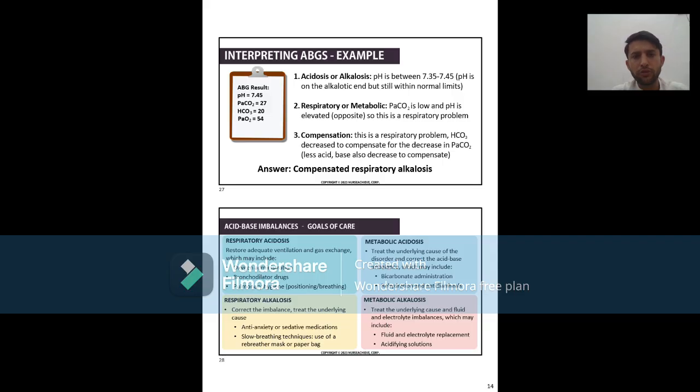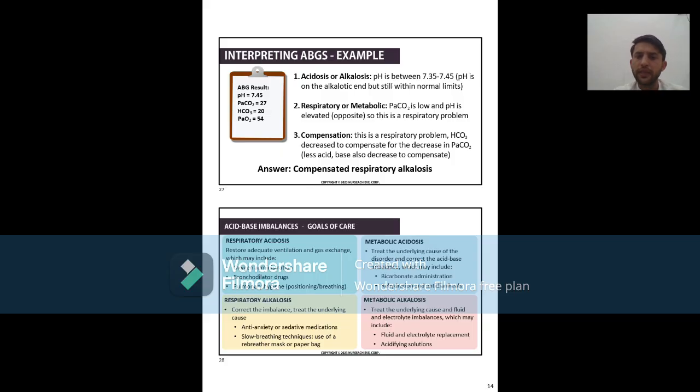Bronchodilators. We also use bronchodilators to help the patient exchange gases easily. Pulmonary hygiene, positioning with the head of the bed mostly in the semi-Fowler position, breathing pattern, and a clear environment that we provide to the patient. In respiratory alkalosis, we have to correct the imbalance and treat the underlying cause.